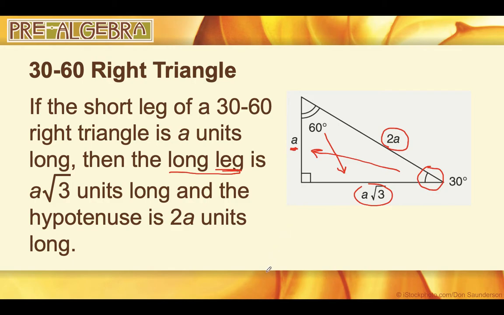I don't know if I want to call them formulas, but these are special triangles that you need to memorize. So again, if we've got a 45 degree triangle right here, we've got A, A, and A root 2. Now we've got a 30, 60, 90 right triangle: A, A root 3, and 2A. Make sure the sides are across from the correct angles.